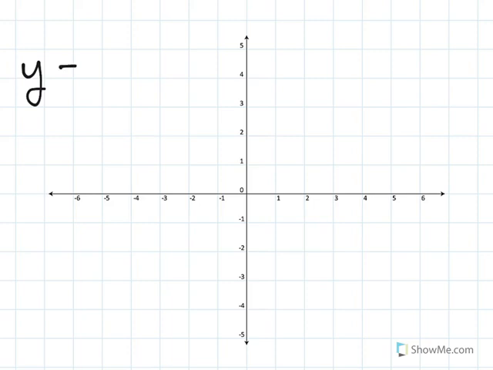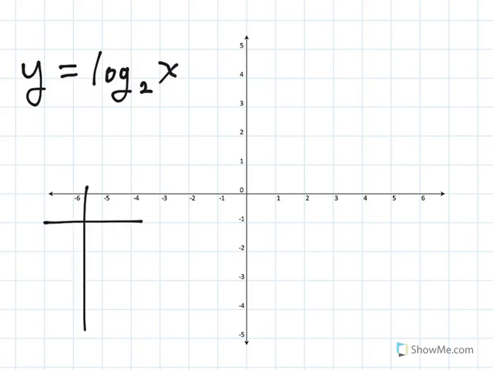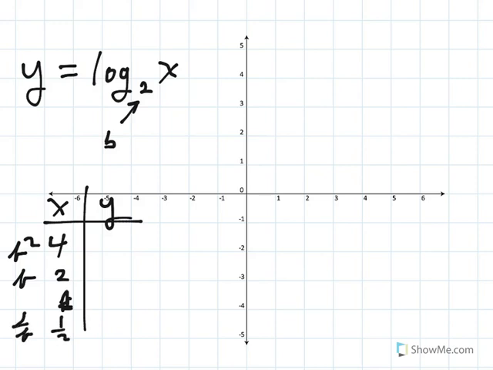We can graph logarithmic functions like y equals log base 2 of x. One way I can do that is by making a chart. But I wouldn't want to just pick anything for x, because for most things I don't know what log base 2 of them is. So let's call b the base, and I'm going to purposely choose b squared, b, 1, 1 over b, which is 1/2, and 1 over b squared, which is 1/4.